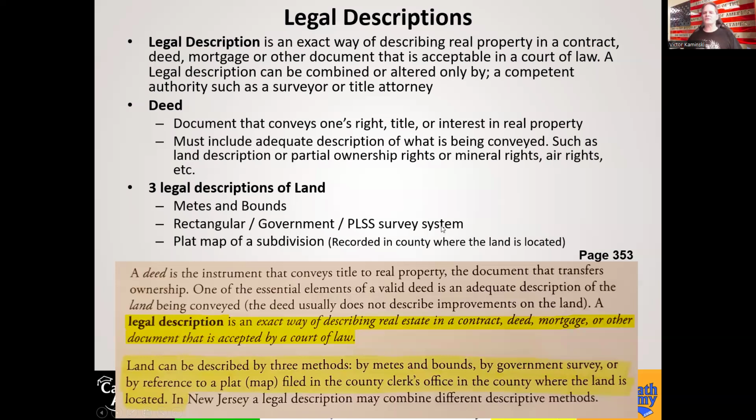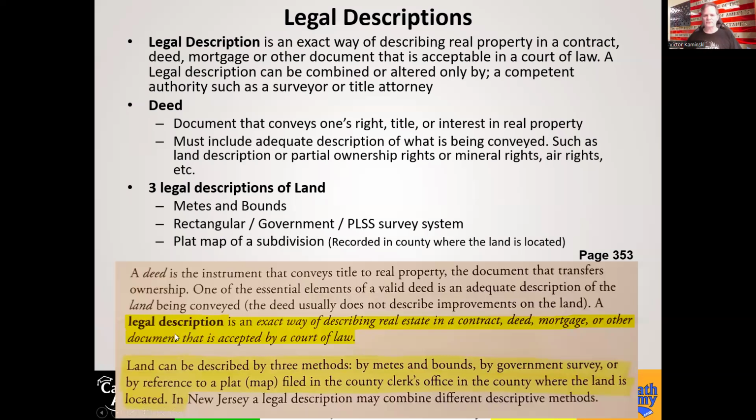Now, there are 3 legal descriptions of land that we're going to go over, and they are metes and bounds, rectangular or government survey, sometimes also described as the public land survey system, but we just need to know rectangular or government survey for exams. It'll be one of those ways mentioned on exams. And a plat. A plat is a map of a subdivision. We learned about that in just the last chapter 18. It talked about subdivisions. That needs to be recorded in the county where the land is located.